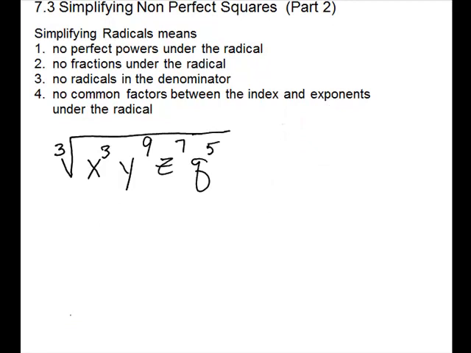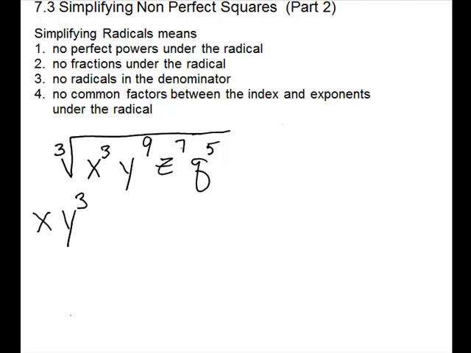All right, this one will give us a lot of practice with that division of the index. So for our x's, we're doing cube root of x cubed. It's going to be just 1x going to the outside. You can do your division. 3 goes into 3 1 time. No remainder. So just 1x to the outside. For the y, 3 goes into 9 3 times. 3 times 3 is 9. So we can take out 3 y's.